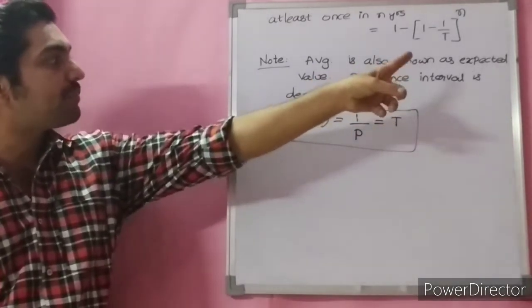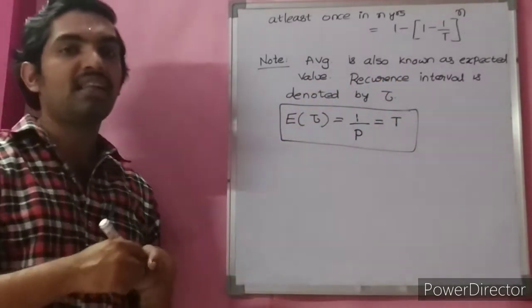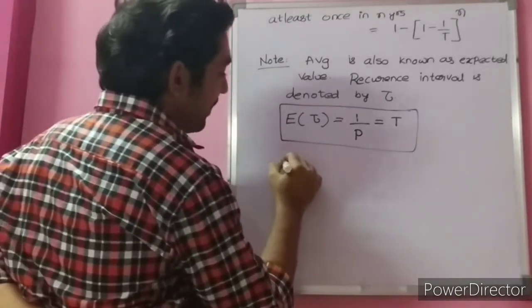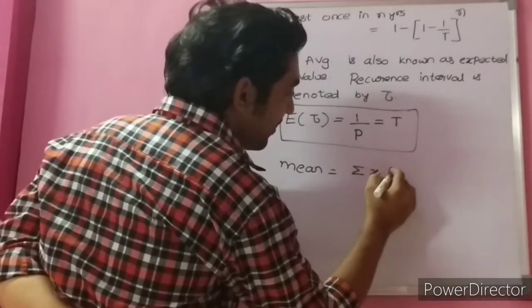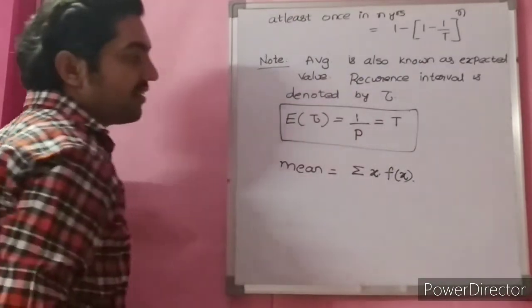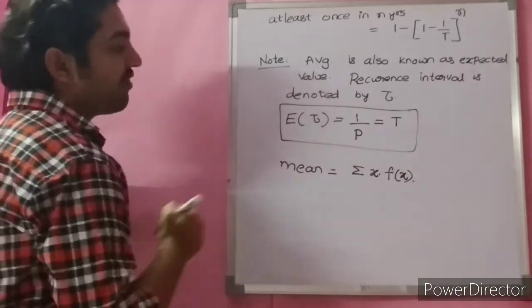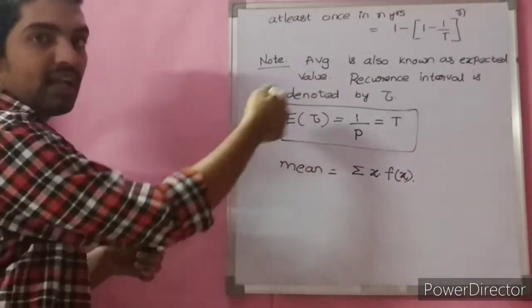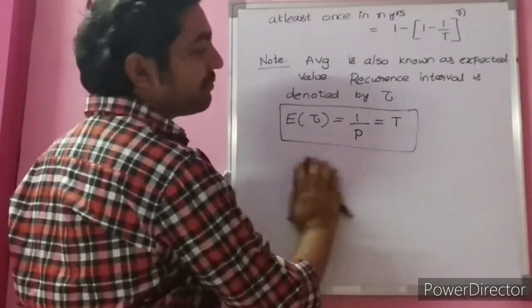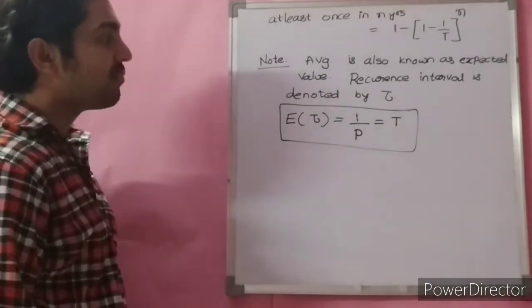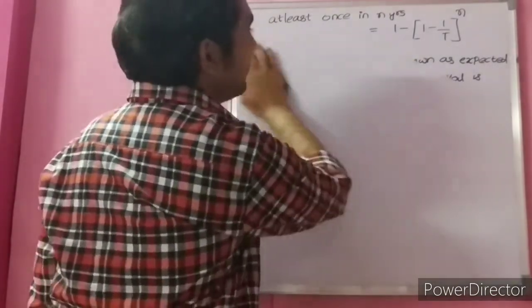Average is also known as expected value. Recurrence interval is denoted by tau. So how do you calculate the expected value? Mean expected value is equal to sigma x into f of x. This is the concept you do in statistics theory. In a similar way, we calculate the expression and derive that p is equal to 1 by T. Anyway, the derivation is beyond the undergraduate level, as we have mentioned earlier. So this is the concept regarding the return period.